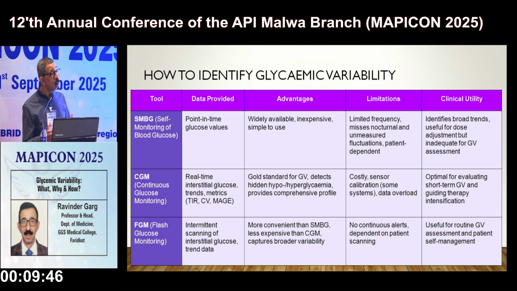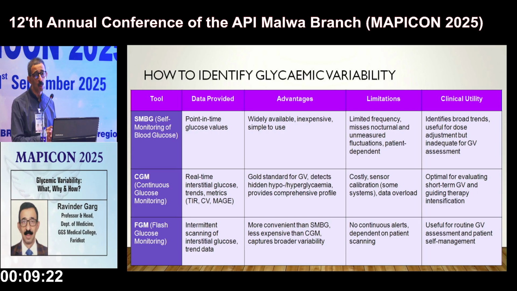What is happening at night? Is there nocturnal hyperglycemia or hypoglycemia? You can't detect it. You are sleeping, right? But the utility is that it is giving us some broad trends. A patient comes to you and tells you, sir, I check my sugar daily, it is 180, 170, sometimes 200. So broadly you see, you think the patient is safe.